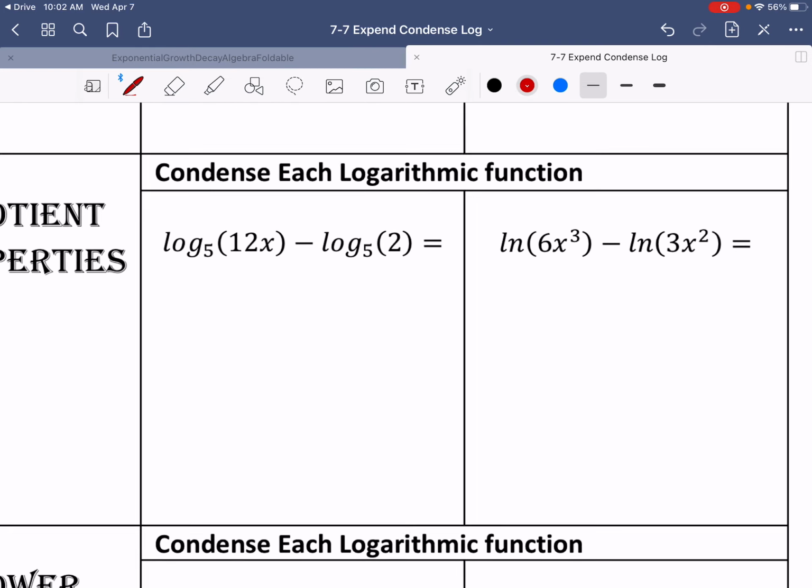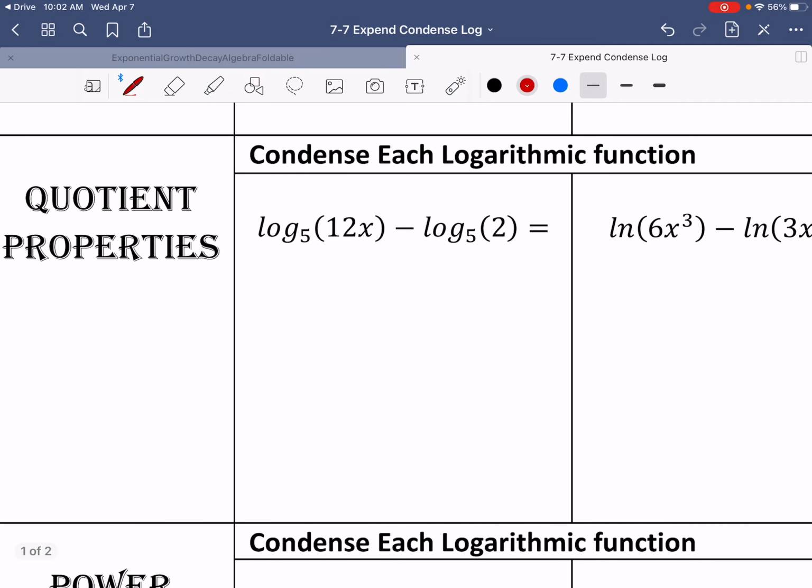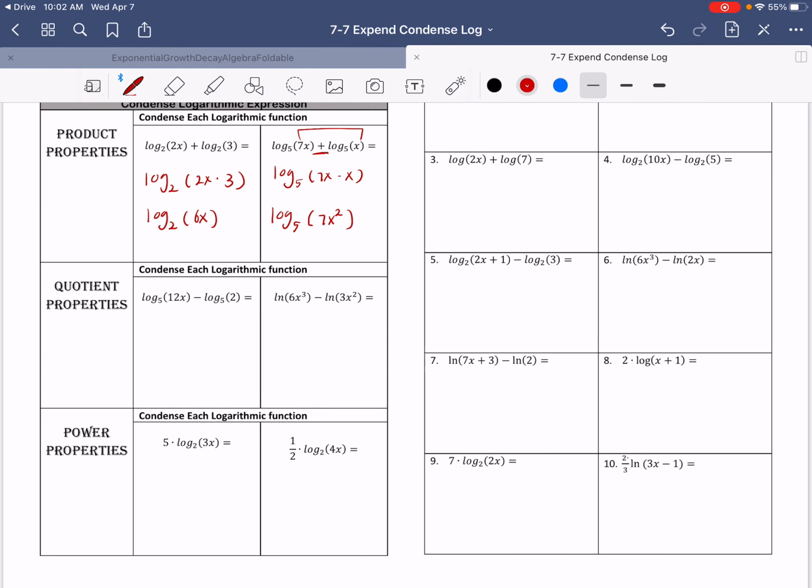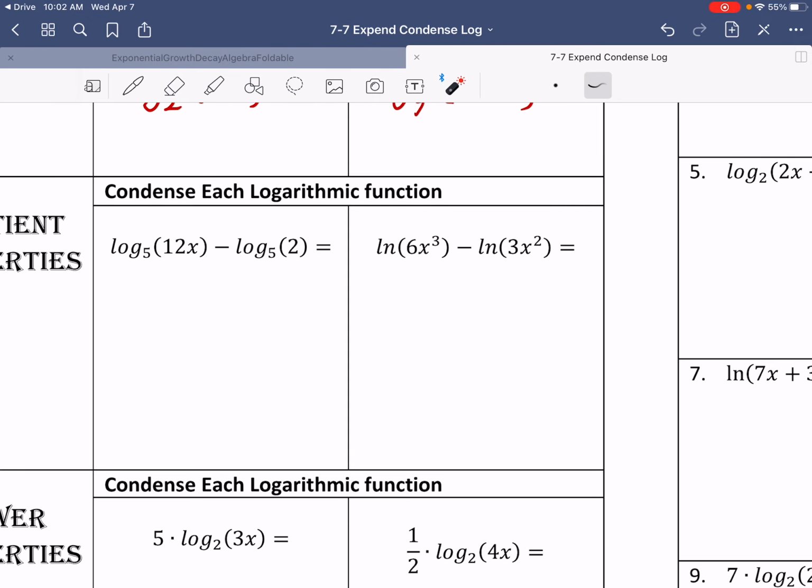Now, quotient rule. So this one, when this one is plus, we multiply. What if it is minus? That's simple. We divide. Obviously, they should have same base. So it's going to be 12x divided by 2.